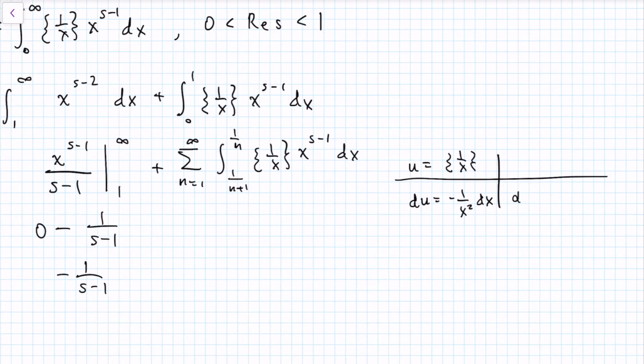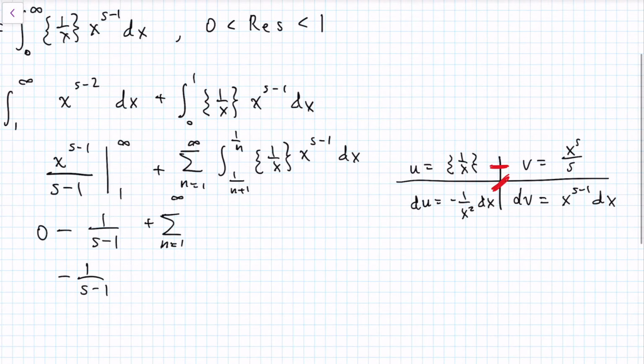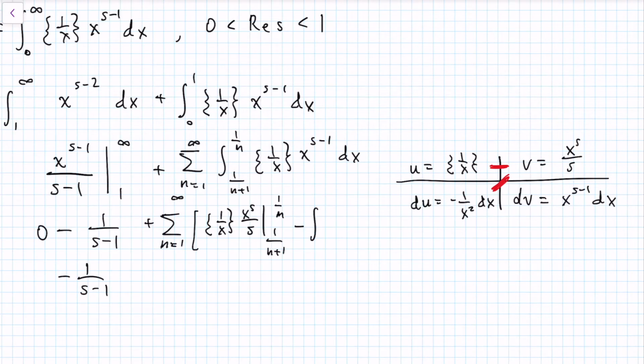Okay, and now to complete the integration by parts, dv will be x to the s minus 1 dx. So the v is x to the s over s. Forgot the dx here, but there we go. By the integration by parts formula, we have uv minus the integral of v du. It's all inside of the sum. Well, this integral now turns into the following. So it's uv minus the integral of v du.